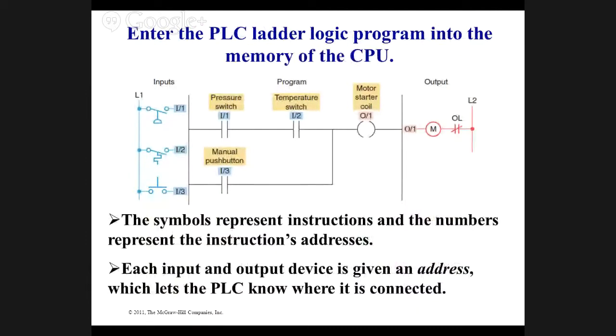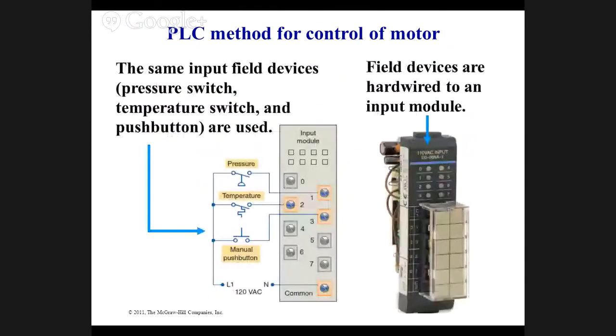All right, so let's look at the ladder logic. They look very similar. Here's a normally open switch, simply called pressure. Here's a normally open switch called temperature. It turns on the output, which looks like a coil. Or we can bypass everything with a manual push button. So let's go back and review.